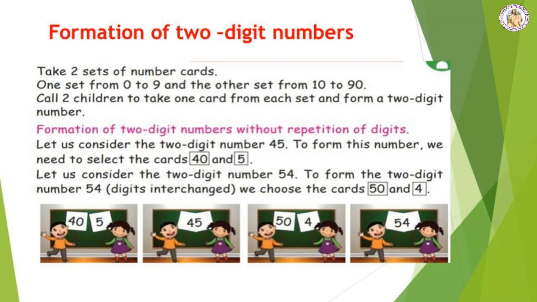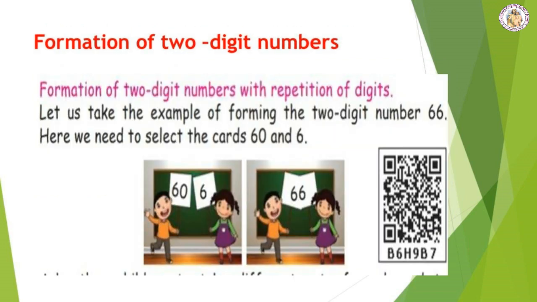Another example is here. What is it? We can form 54. To form the 2-digit number 54, we choose the card 50 from the 10 to 90 set of cards and 4 from the 0 to 9 cards. Formation of two-digit numbers with repetition of digits. Let us take the example of forming the two-digit number 66. How will we select? You need to select the cards 60 and 6. Yes, 60 from the set of cards 10 to 90 and 6 from the set of cards 0 to 9.